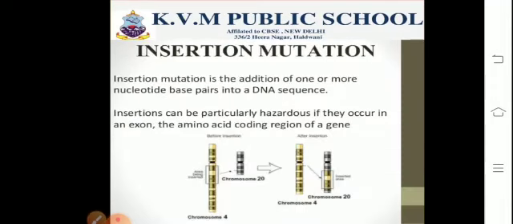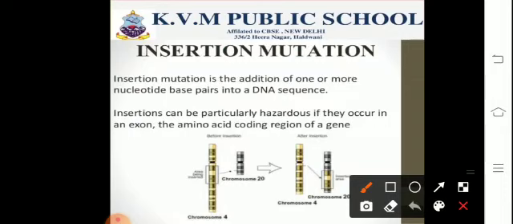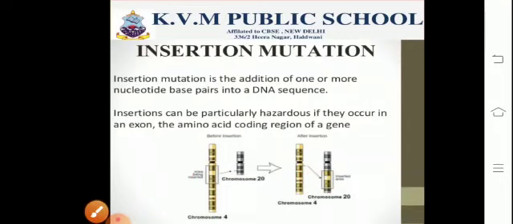Insertional mutation involves the addition of one or more nucleotide base pairs. Like it can be seen that the area of chromosome 4 is being inserted onto chromosome 20. These are non-homologous chromosomes, chromosome 4 and chromosome 20. Insertion could be hazardous if it occurs in the coding sequence, that is what is referred to as the exon, the amino acid coding part.